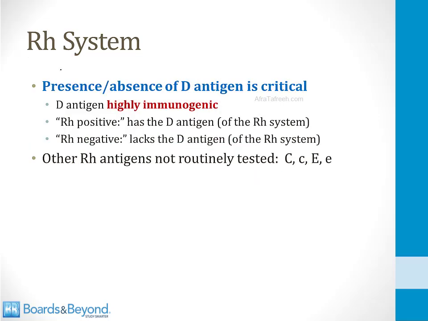Of the multiple RH antigens, the presence or absence of the D antigen is critical, and that's because the D antigen is highly immunogenic. You will often hear patients referred to as RH positive or RH negative. If they're RH positive, they have the D antigen of the RH system. If they are RH negative, they lack the D antigen of the RH system. The other RH antigens are not routinely tested, ones like C and E.